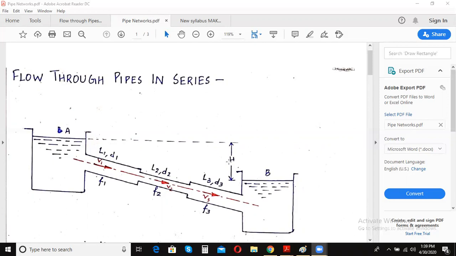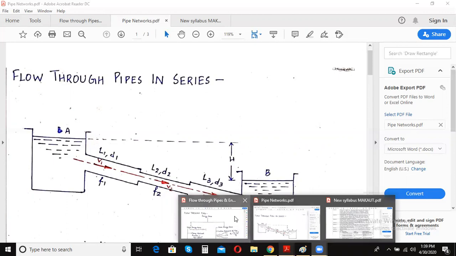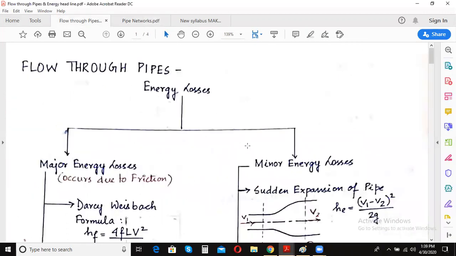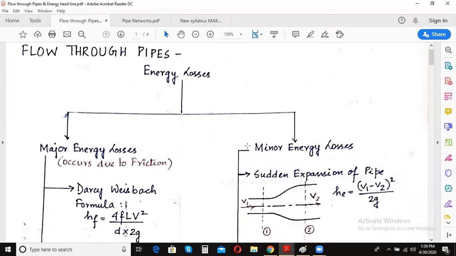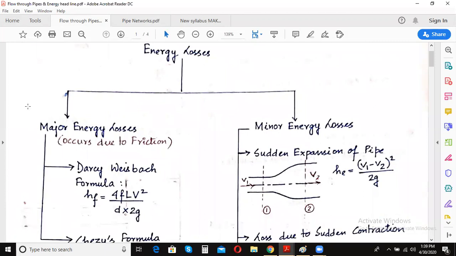These minor losses are mainly due to a sudden expansion or a sudden contraction in a pipe, or due to some pipe fittings, or when water is entering a pipe, or when water is exiting from a pipe. These minor losses come into play, right? In a previous video, I had explained the types of energy losses that might take place when flow is taking place inside a pipe.